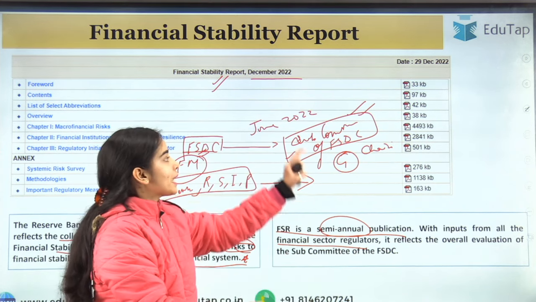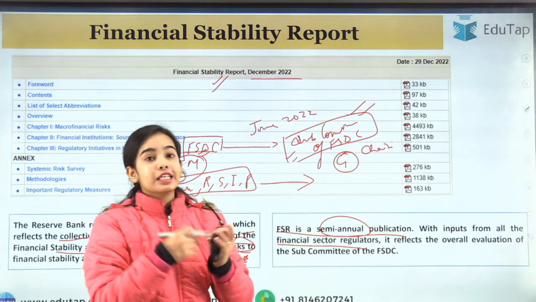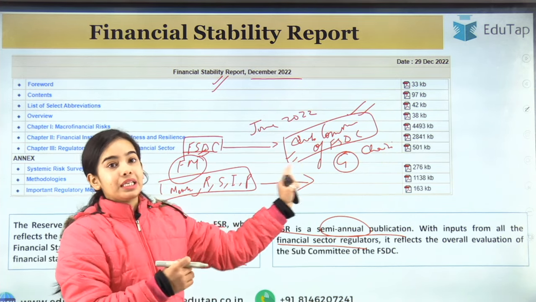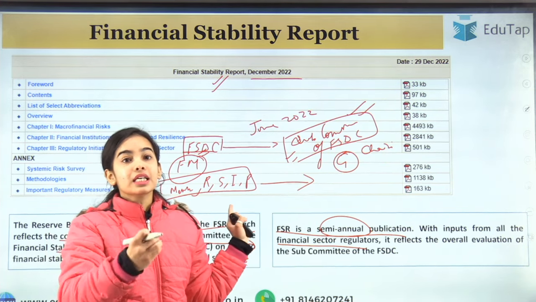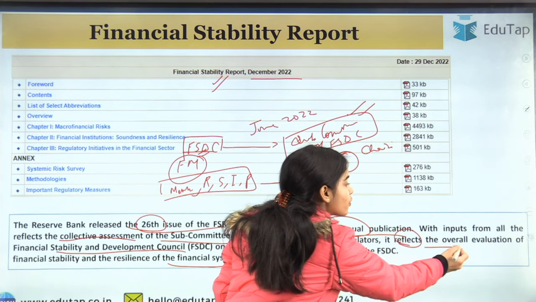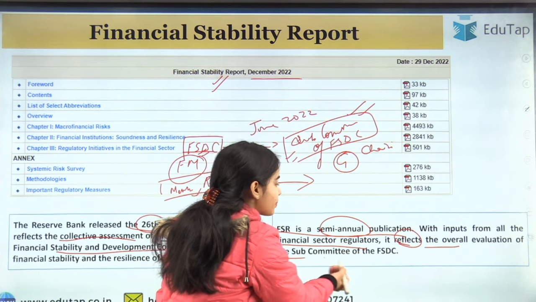So here you can see that the subcommittee of FSDC is chaired by the Governor of RBI, and the members of this subcommittee are the financial sector regulators, the heads of the financial sector regulators. So it reflects the overall evaluation of the subcommittee of the FSDC. In this report, we will study the evaluation that is done from the inputs of all the financial sector regulators.